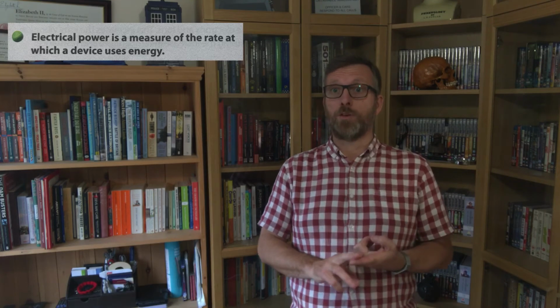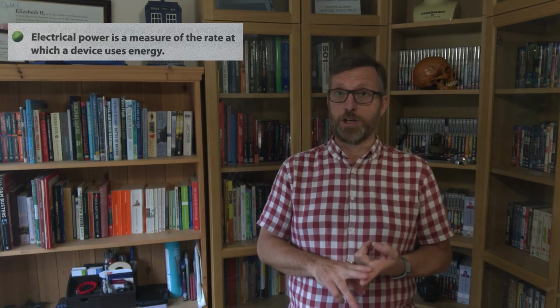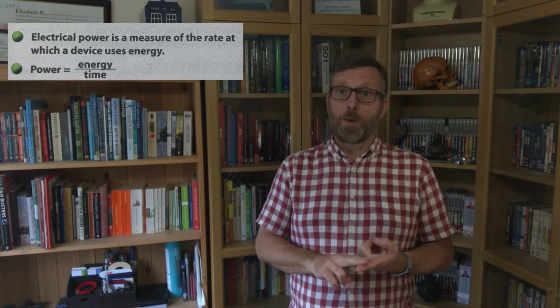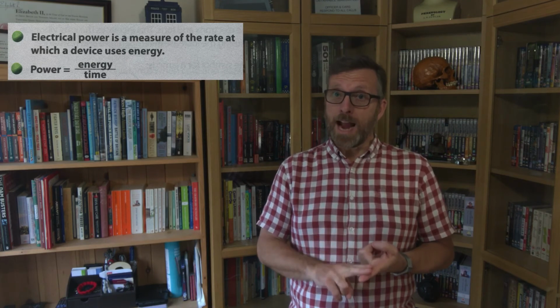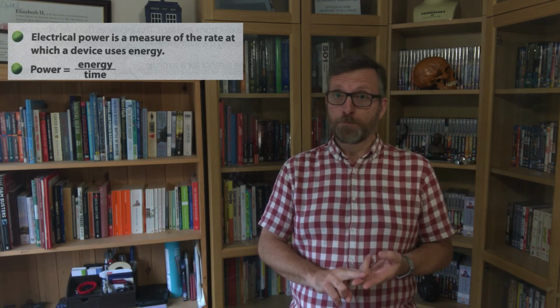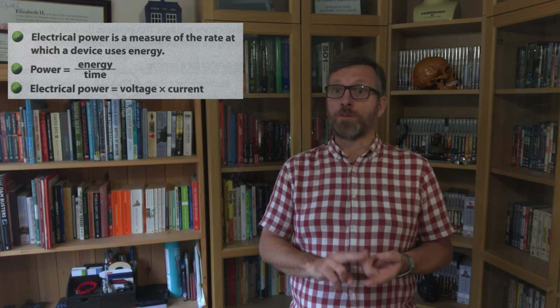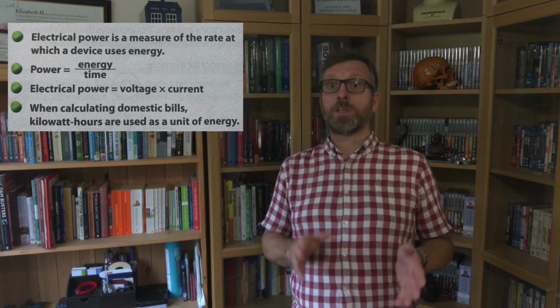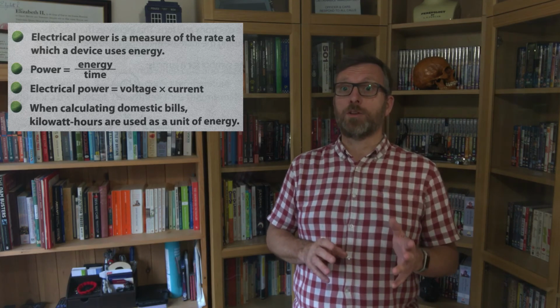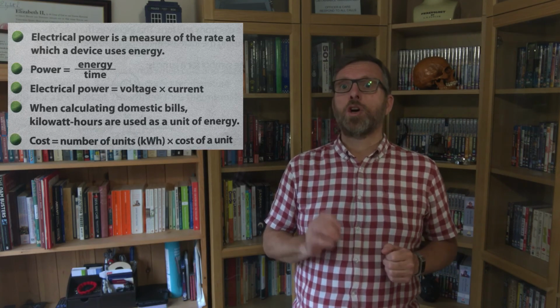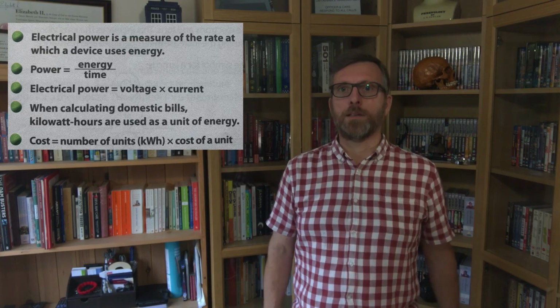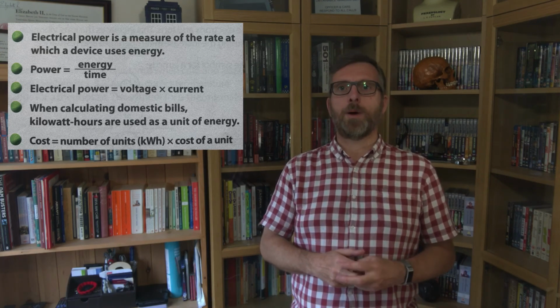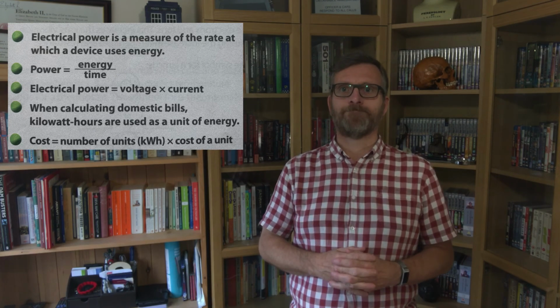So, in summary, electrical power is a measure of the rate at which a device uses energy. Power equals energy divided by time. Electrical power equals voltage times current. When calculating domestic bills, kilowatt hours are used as a unit of electricity, and cost equals the number of units in kilowatt hours multiplied by the cost of a unit.